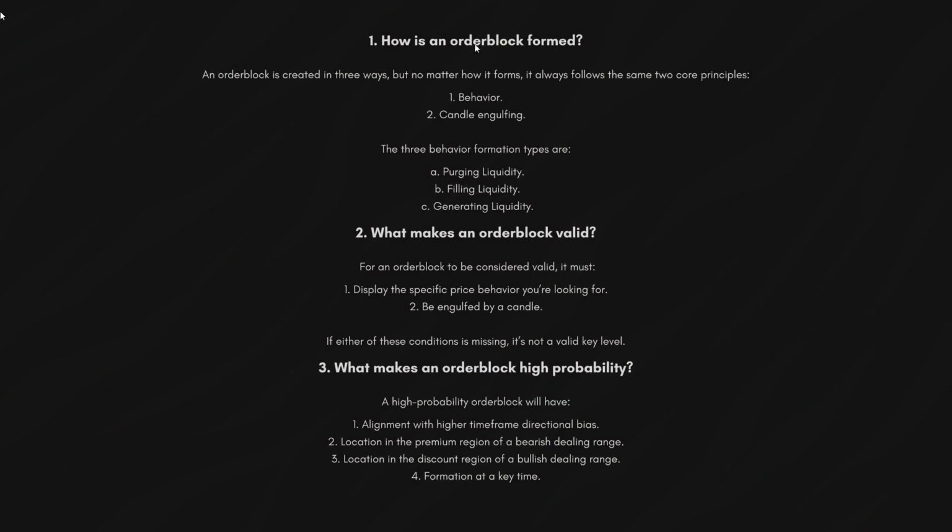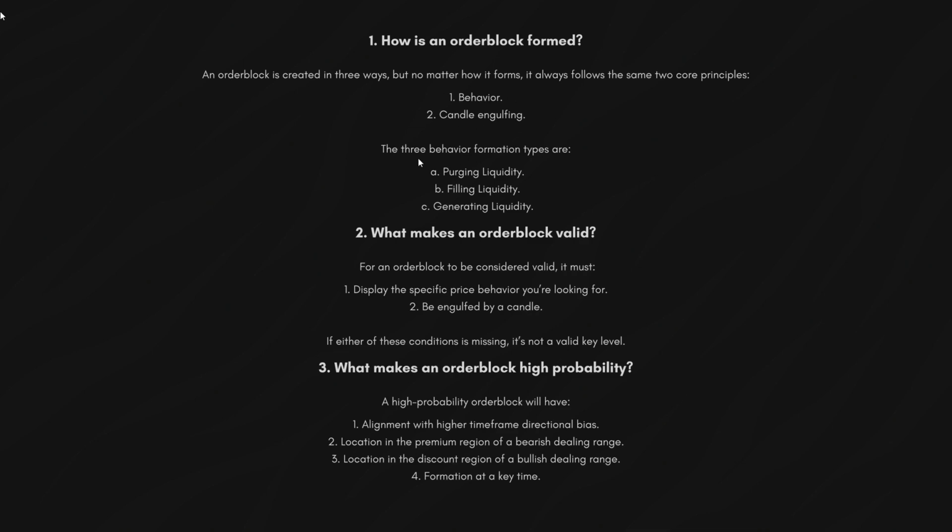First of all, let's break down how an order block is formed. An order block is created in one of three ways, but regardless of which one it is, there are always two non-negotiable elements it must have. Number one, a specific type of behavior a candle or a group of candles must have. And number two, a candle engulfing that candle or that group of candles that had that behavior. That's basically the core structure.